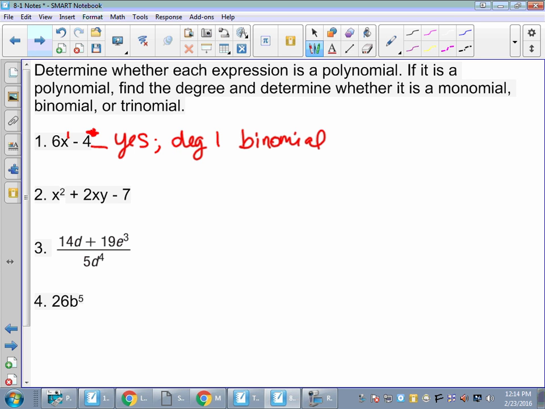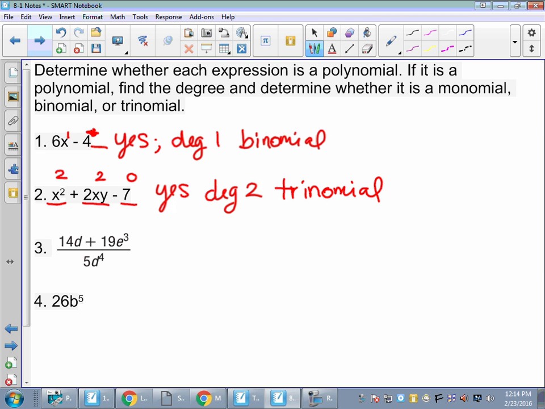Number 2, yes, it's a polynomial. Everything's being multiplied together there. This is a monomial, this is a monomial, and this is a monomial. The degree of x squared is 2. The degree of 2xy is also 2. And the degree here is a constant 0. There are 2 terms that have degree 2, so the bigger one wins. It is a degree 2 polynomial. There are 3 terms, so it's a trinomial.